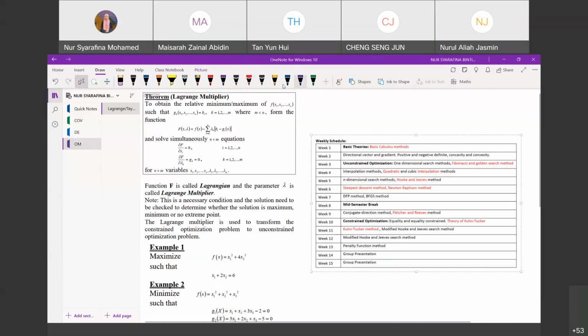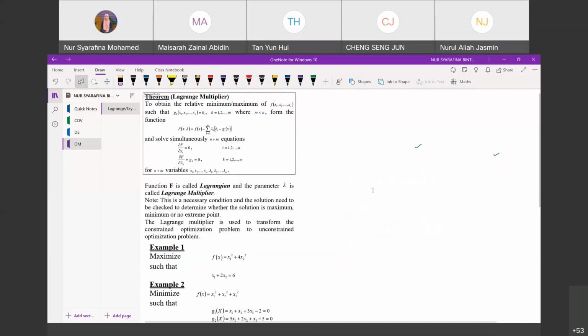Okay, so we have done with the basic calculus. We have discussed the directional vector and gradient, positive, negative, definite, concavity, and convexity. So before we proceed with unconstrained, let's just superficially discuss the constrained, where we have how many methods for constrained? Not so much, right? 1, 2, 3. Three methods for constrained, and then the rest are for unconstrained. So let's discuss constrained here, where we use the Lagrange multiplier.